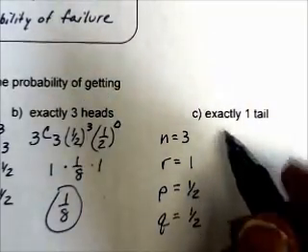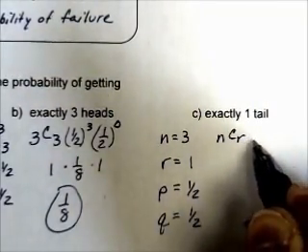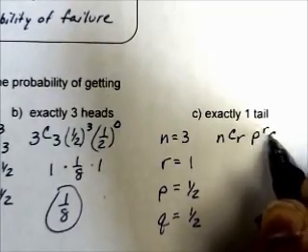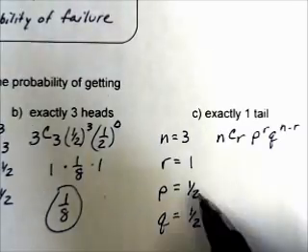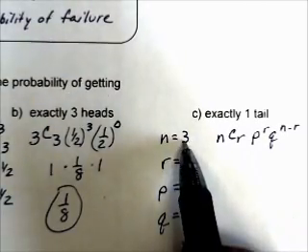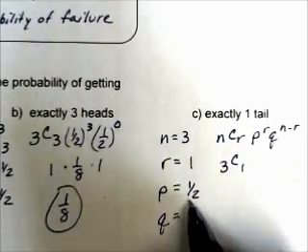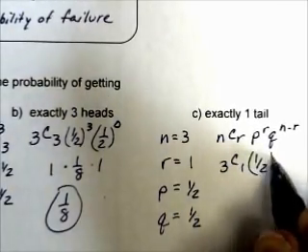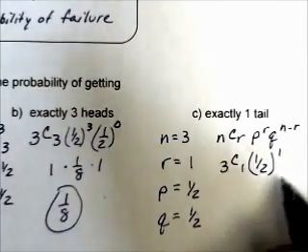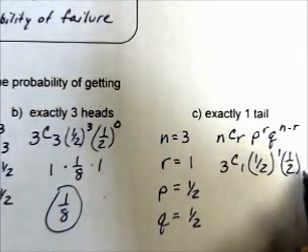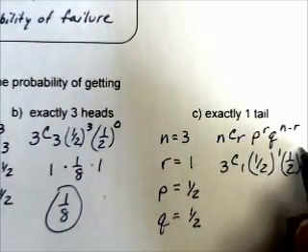Let me write the formula again. I didn't do that in the last one. So that's nCr, p to the r, q to the n minus r. Again, you have to memorize this. So this is going to be 3C1. P is 1/2 to the r, which is 1. Q, which is also 1/2, to the n minus r, 3 minus 1, which is 2.